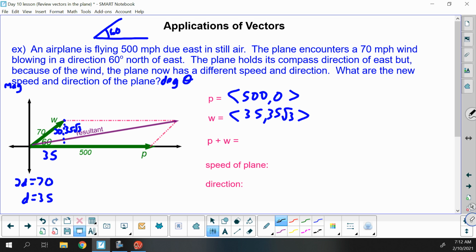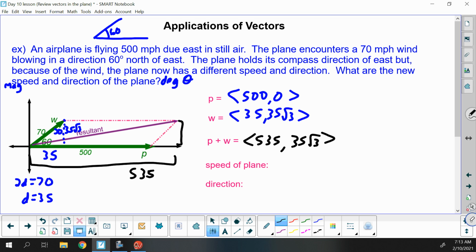So we can represent our resultant vector by adding those vectors together. So 500 plus 35 gives us 535. And then adding the y's, we get 35 radical 3. So that is telling us that this distance here is 535. And this distance here is still 35 square root of 3.